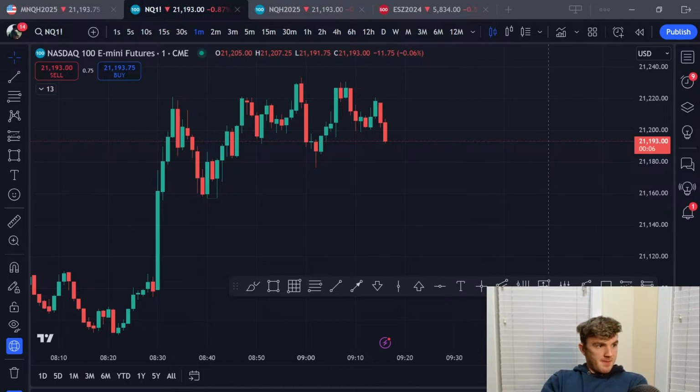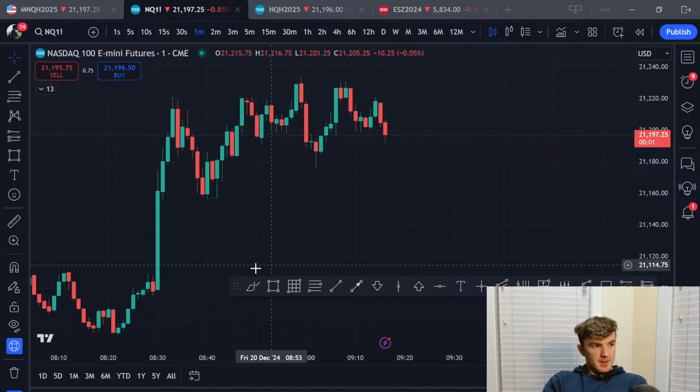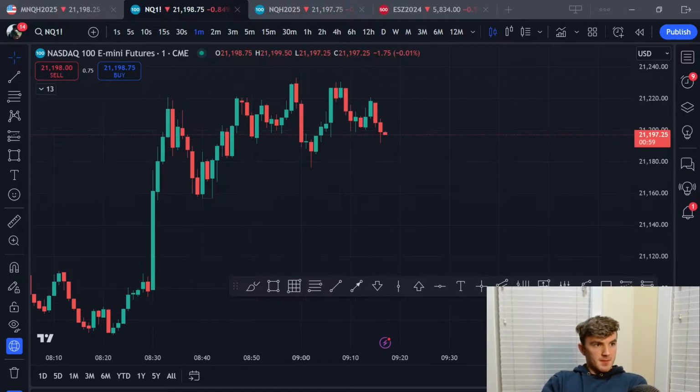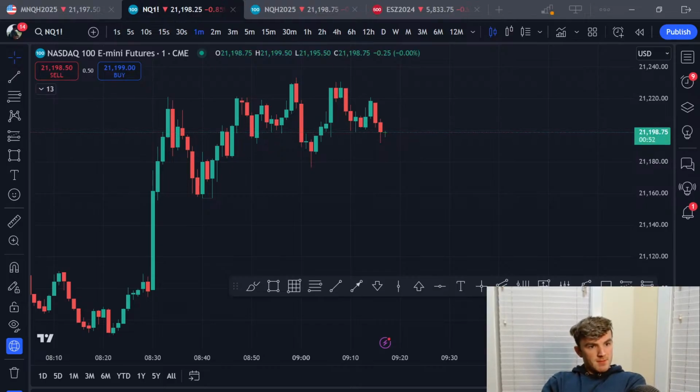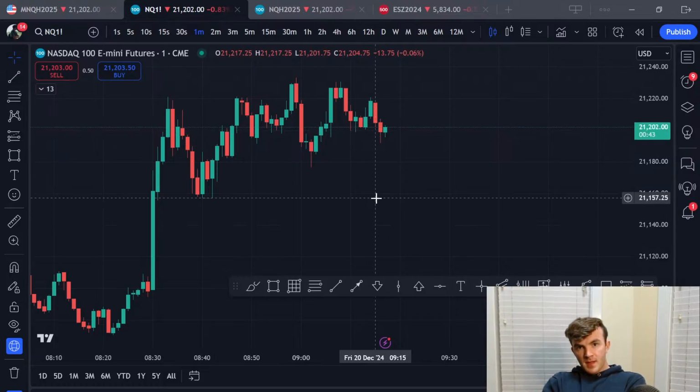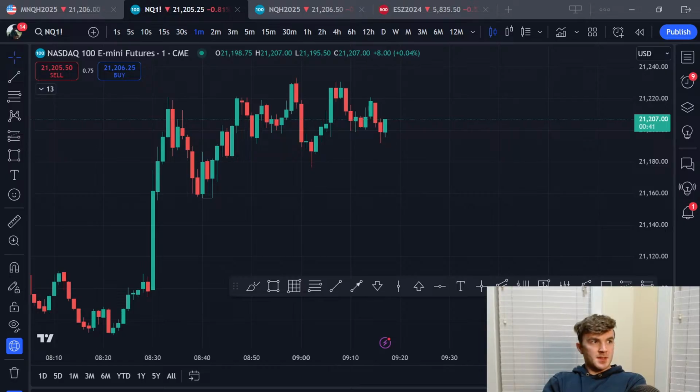All right. We might get a move down into this breaker on the S&P. I mean, maybe I could take a trade on S&P, but I'd probably prefer to take a trade on NQ though. I want to see these equal lows get taken, is the thing.